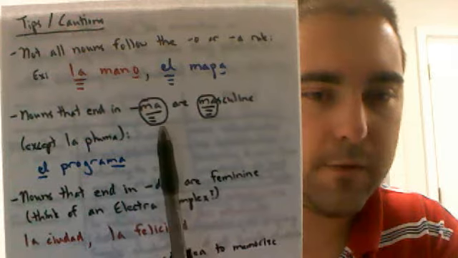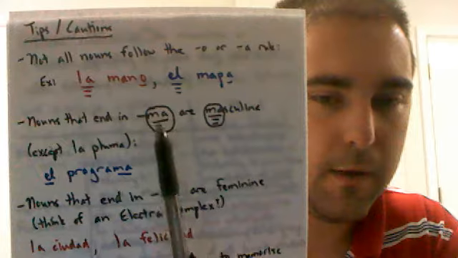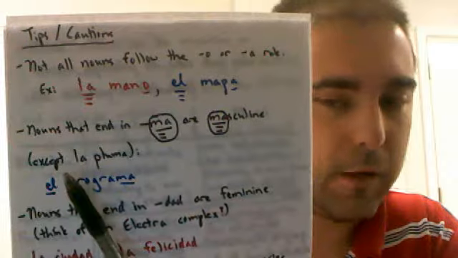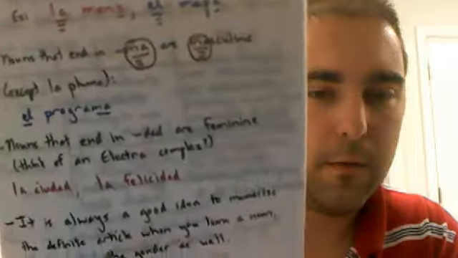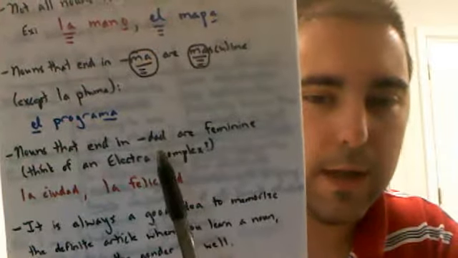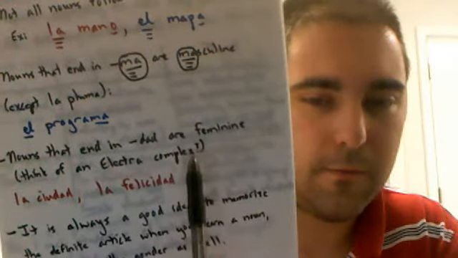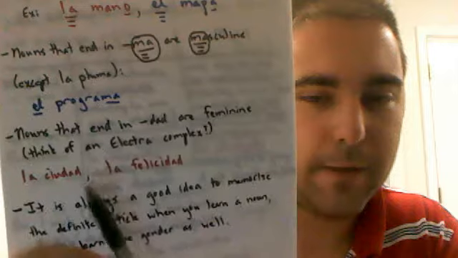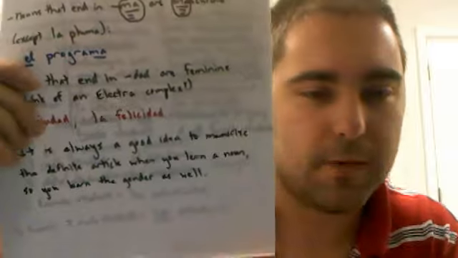The majority of nouns that end in ma are masculine. The only one that isn't that I can think of off the top of my head is la pluma, which is feminine. But for example, el programa. And then nouns that end in dad are feminine. Think of an Electra complex. That's the only way I can help you to try to remember that. Girls like men that are old enough to be their dads. I don't know. La ciudad, the city. La felicidad, the happiness.